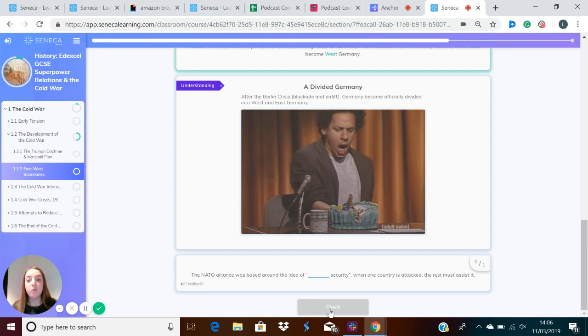Let's have a recap of something we talked about at the beginning of the podcast. The NATO alliance was based around the idea of collective security. So when one country is attacked, the rest must assist it. So if you're in NATO, you feel more secure. You've got the support of everybody else in NATO.